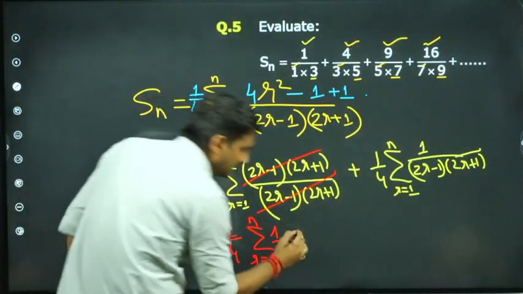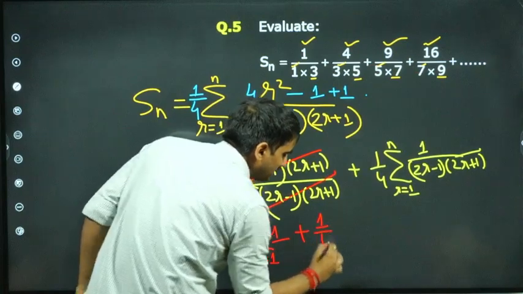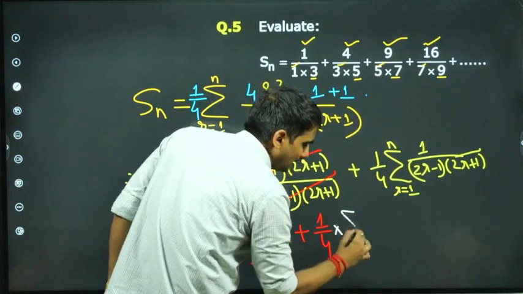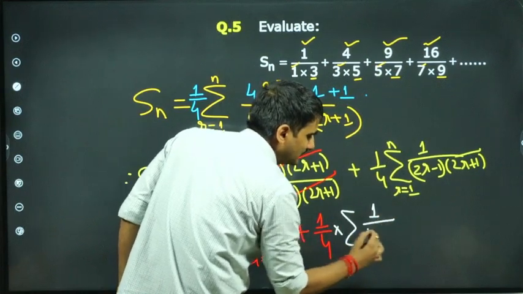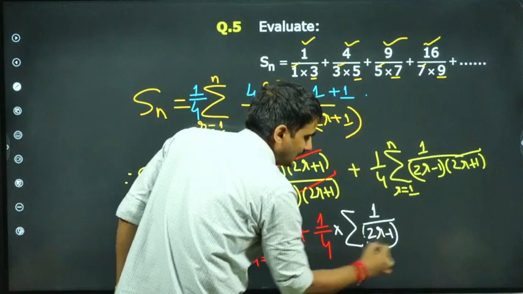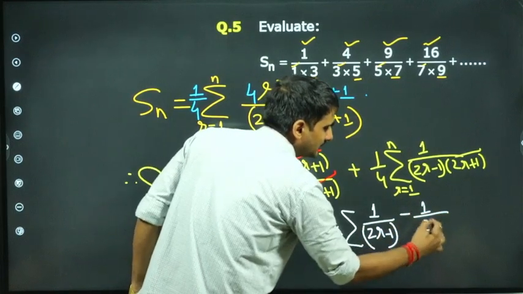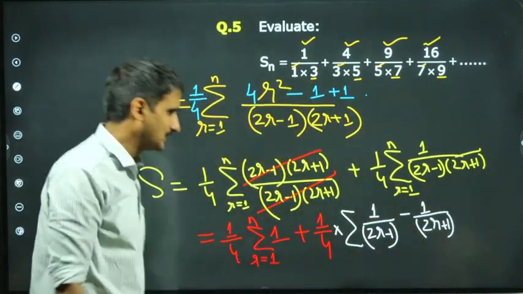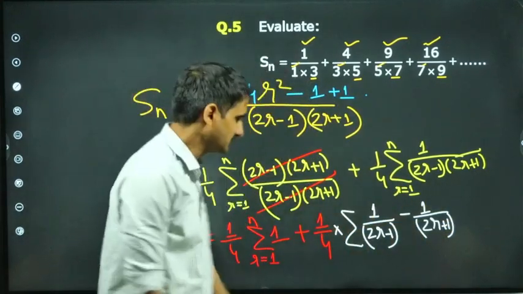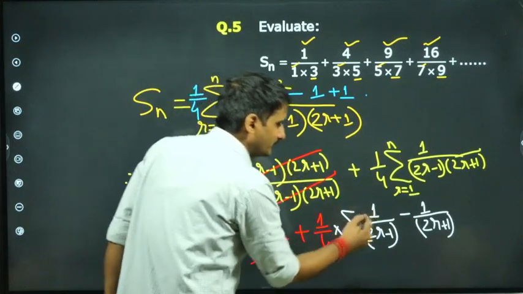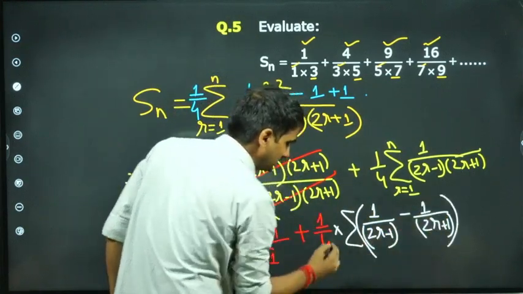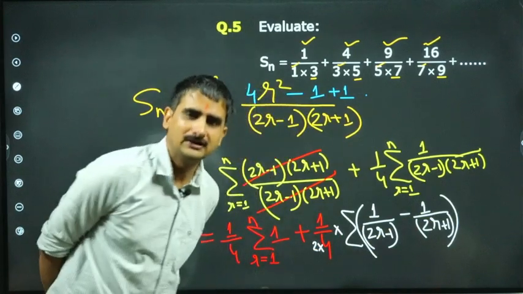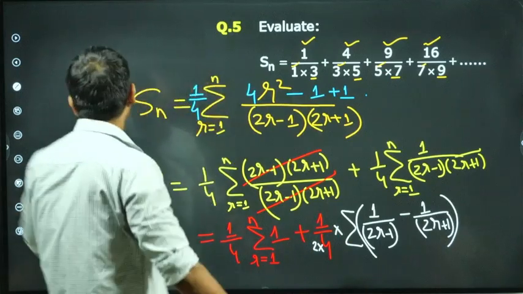So we are done. Now for the second one, 1 by 4 times. Now I will write it as 1 upon the smaller one minus 1 upon the larger one. Now let's see, is it balanced? So 2r plus 1 minus 2r plus 1, so it needs 2 there. We are getting in numerator 2, so that means I need to multiply denominator also by 2, and now it's balanced.